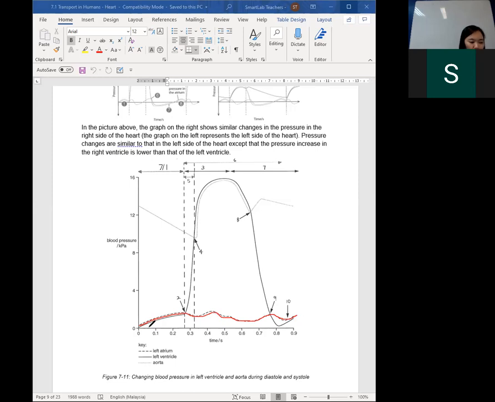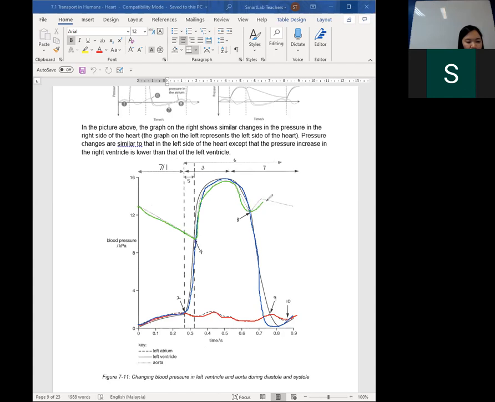The one in blue is the one exerted by the ventricle. So as you can see here, the ventricle is quite strong. It actually exerts quite a huge pressure that rises quite high. And lastly, the one in green is the pressure of the aorta.